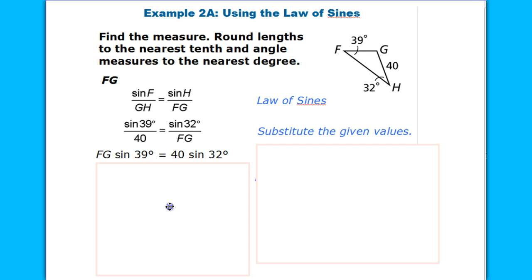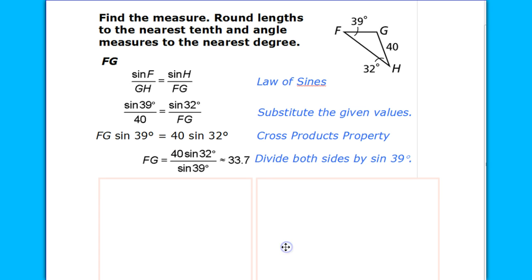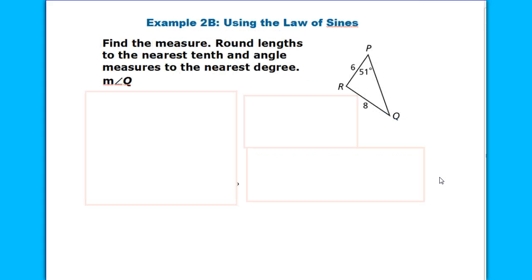And you can use your calculator for the sine of these angles. We can multiply both sides using our cross products property, and we would now divide both sides by the sine of 39 degrees, right? And we end up with FG being 33 and 7/10. And they ask us to round to the tenth, so it's 33.7. Very good. Isn't that cool? What an awesome ratio, the law of sines, huh?